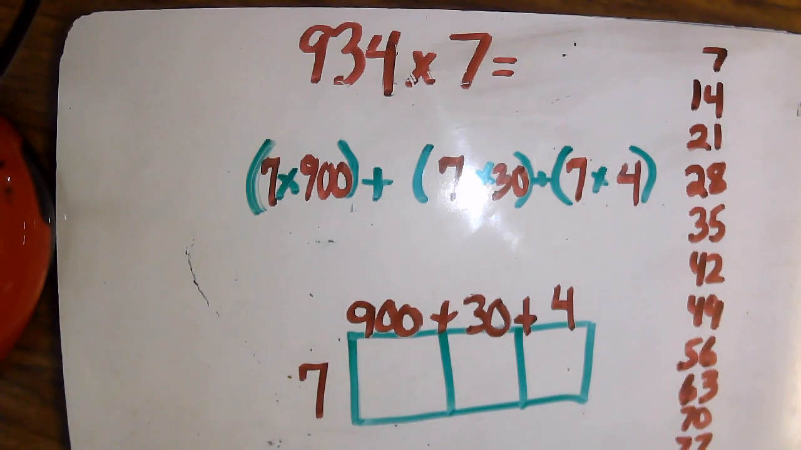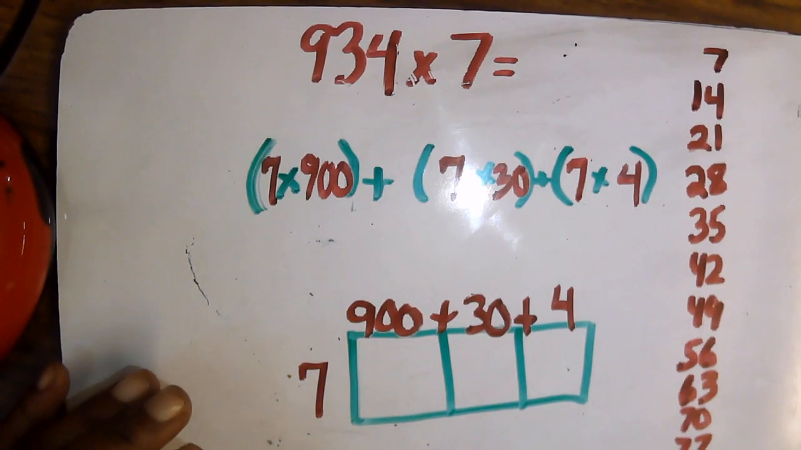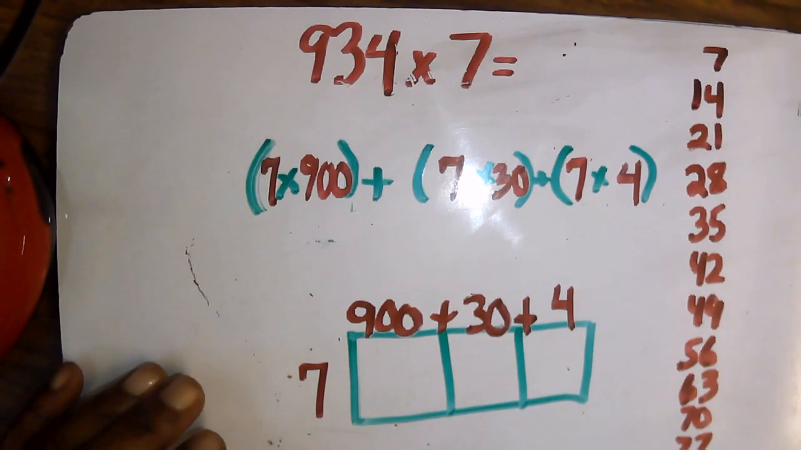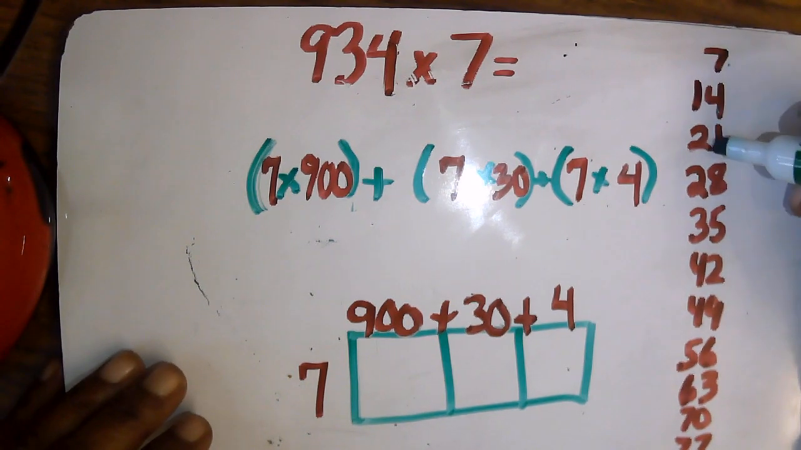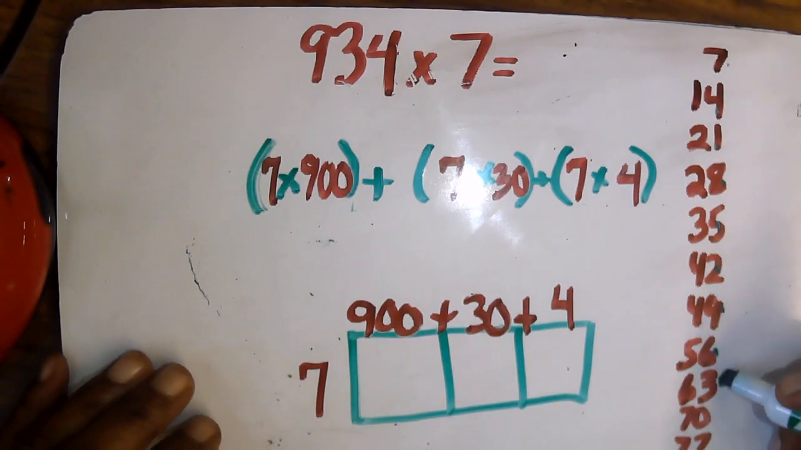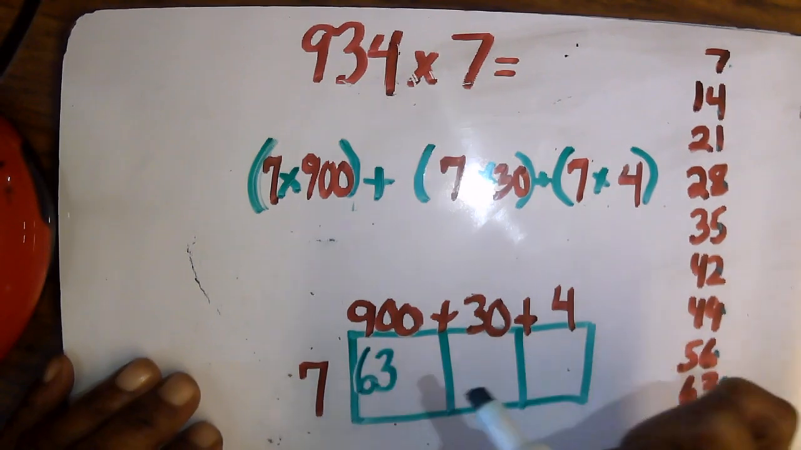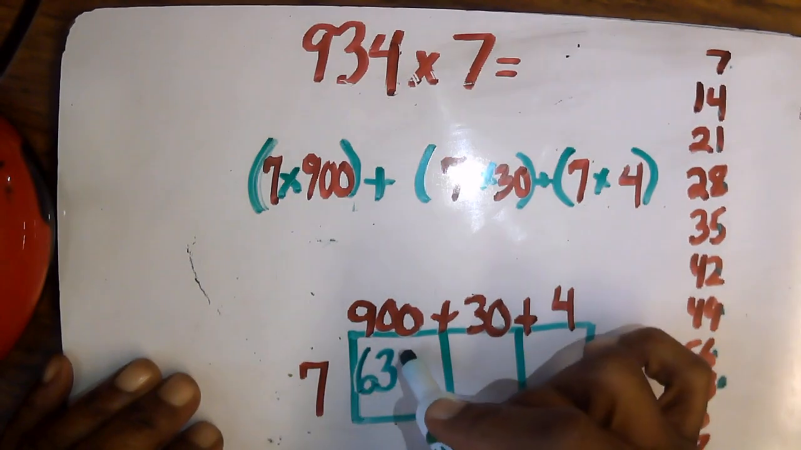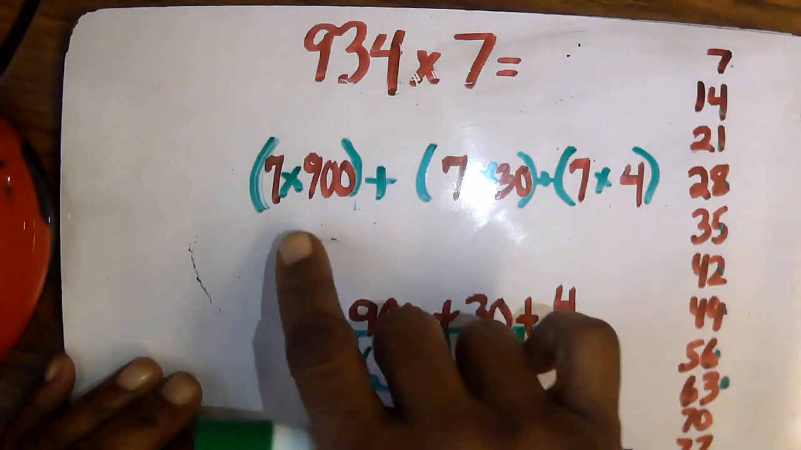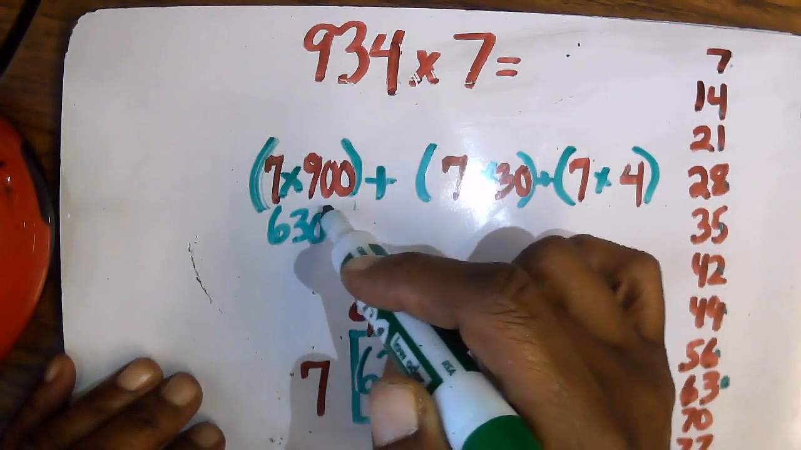So 7 times 9, I'm going to use my multiples. What is the answer, Kennedy? 7 times 9. 1, 2, 3. Bianca, get that for me. 1, 2, 3, 4, 5, 6, 7, 8, 9. What do we get? 63. How many zeros? 2 zeros. Okay, 7 times 9, same thing up here with 2 zeros.